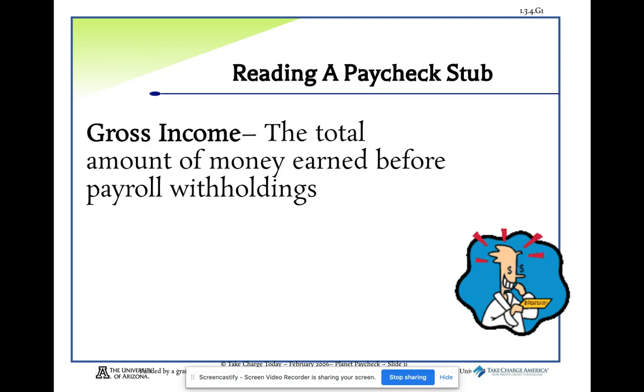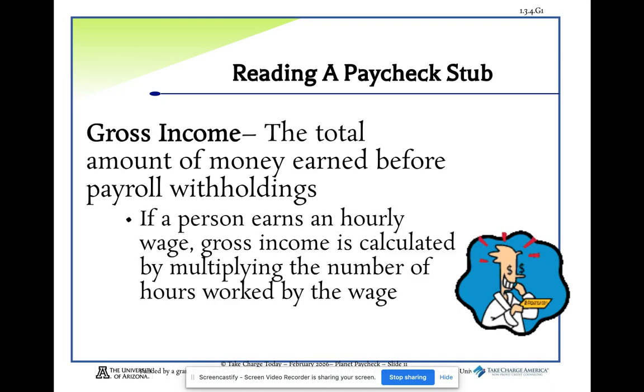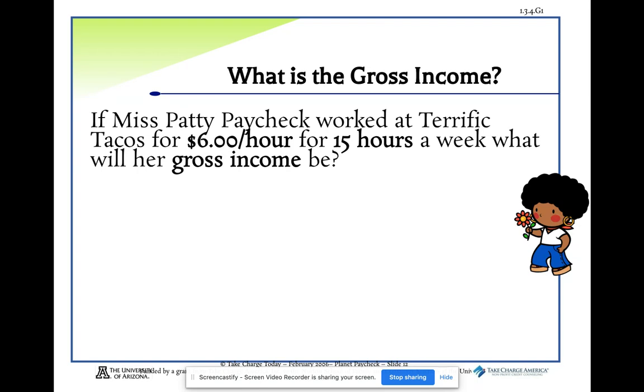Your gross income is the total amount of money earned before the payroll withholding. So this is the money you received before taxes were taken out. So this is the money that you calculate when you say, okay, I have $15 an hour times 3 hours. That's your gross income. It's not considering your taxes. So again, hourly wage is calculated by multiplying the number of hours by the wage.